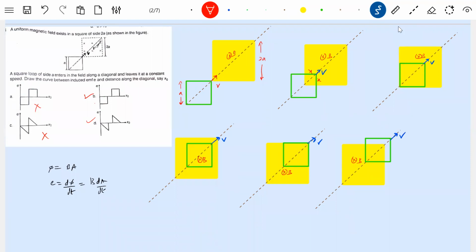dA by dt will be constant. So how can you say dA by dt? The rate at which area increases is constant. Area increases, but the rate of change of area will be constant. The rate at which area increases or decreases, that will be constant.